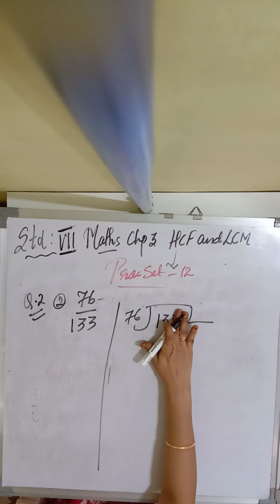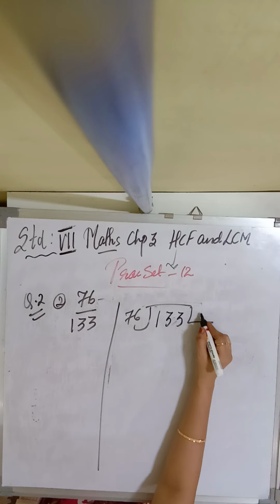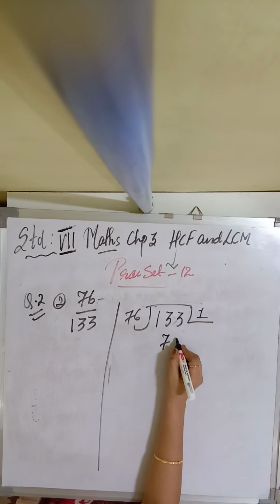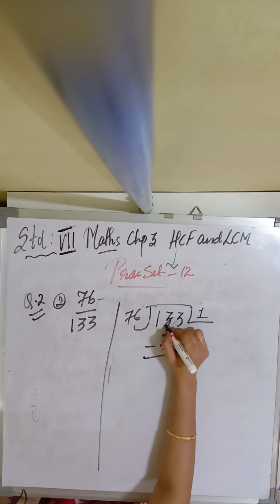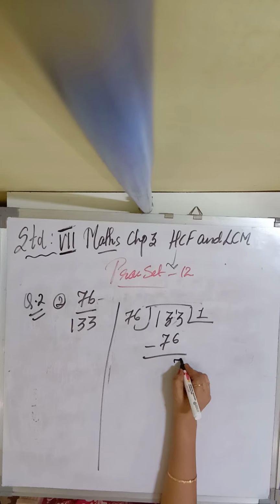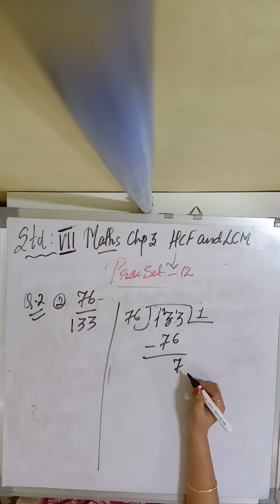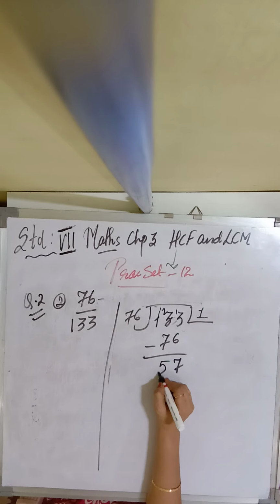Okay children, I'll write a little bigger. 133. 76 ones are 76, minus. Possible? Not possible. So 13 minus 6. Okay children, 13 minus 6 is how much? 7. Here it is 2, carry 1. 12 minus 7 is 5.